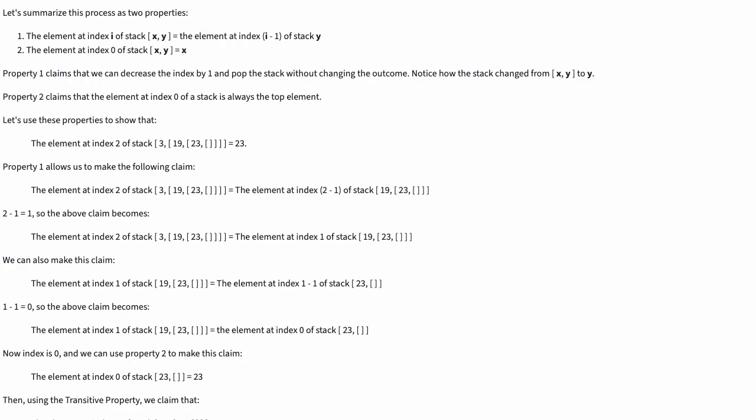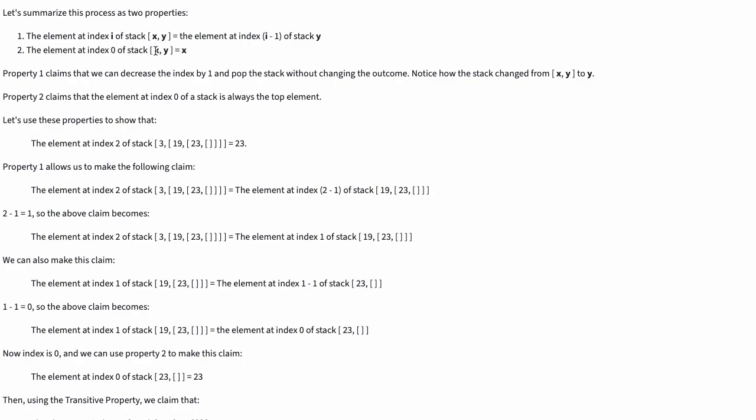Let's summarize this process as two properties. The element at index I of stack xy is equal to the element at index I minus 1 of stack y. The element at index 0 of stack xy equals x. Property 1 claims that we can decrease the index by 1 and pop the stack without changing the outcome. Notice how the stack changed from xy to y. Property 2 claims that the element at index 0 of a stack is always the top element.